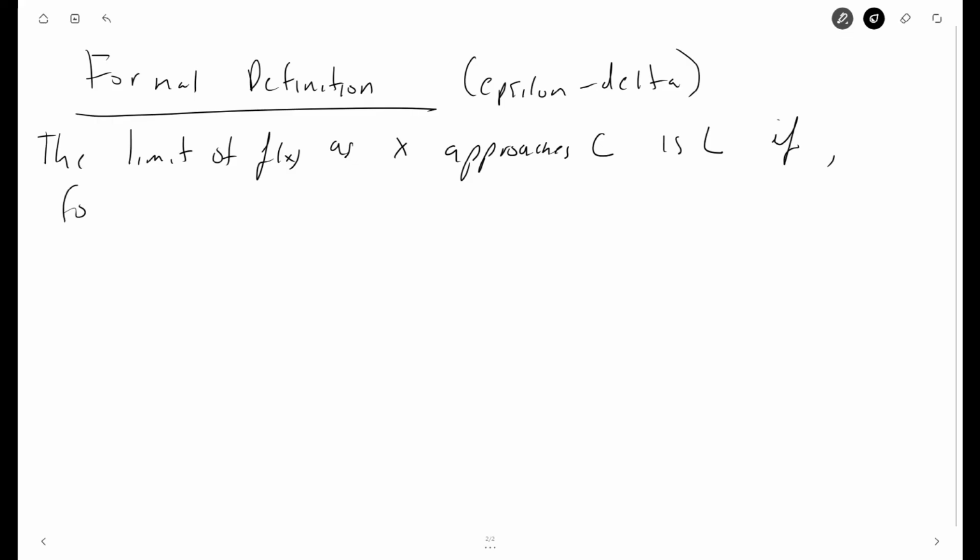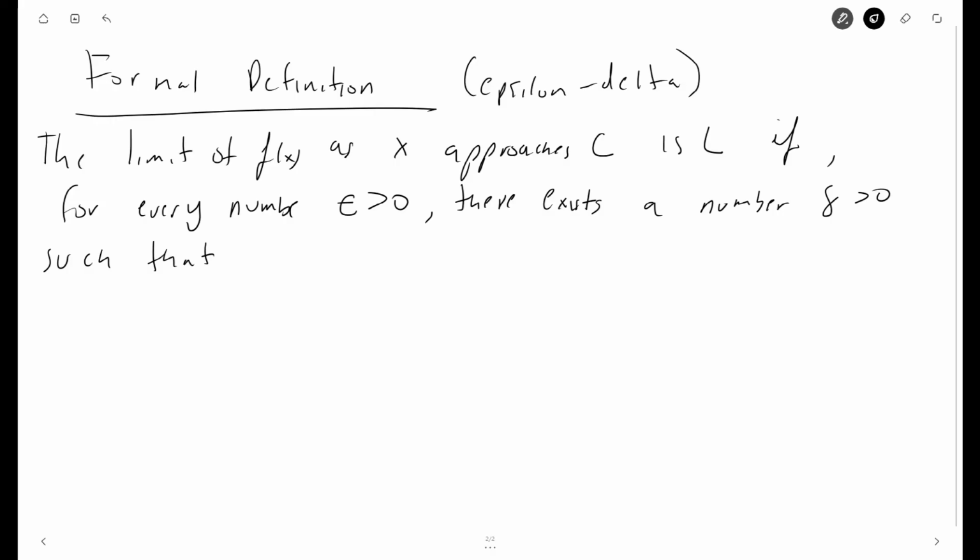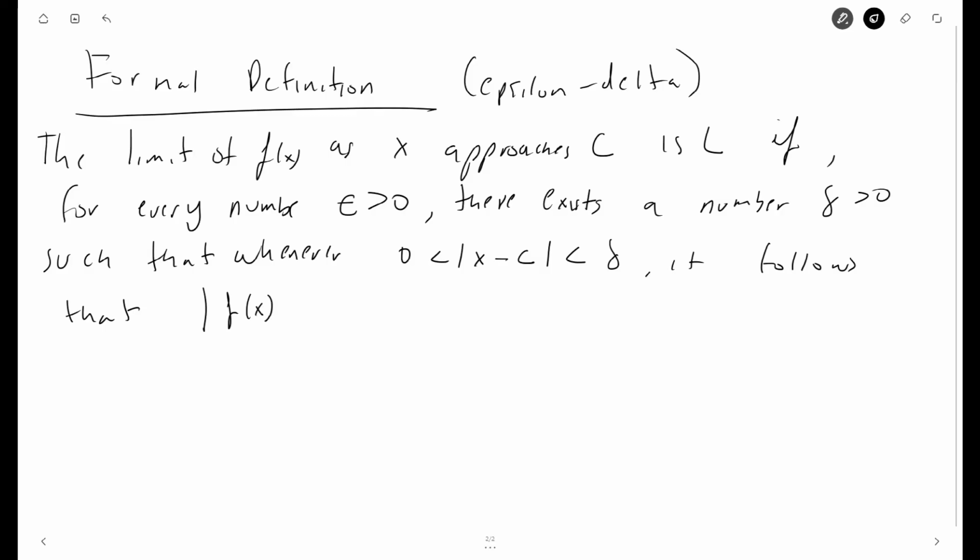if for every number epsilon greater than 0 there exists a number delta greater than 0 such that whenever the absolute value of the difference between x and c is greater than 0 and less than delta, it follows that the difference of the function value at x minus the limit is less than epsilon.